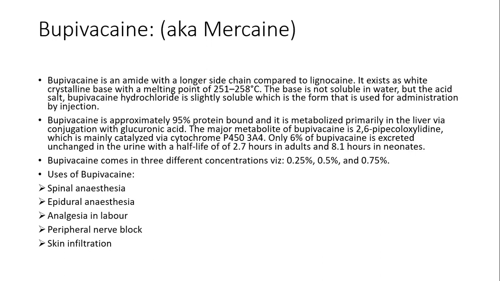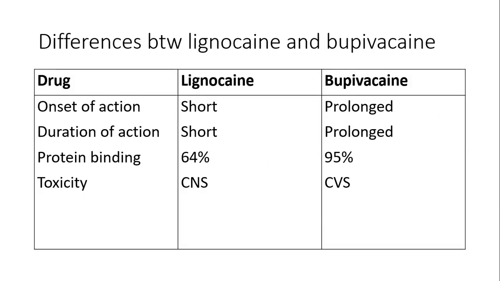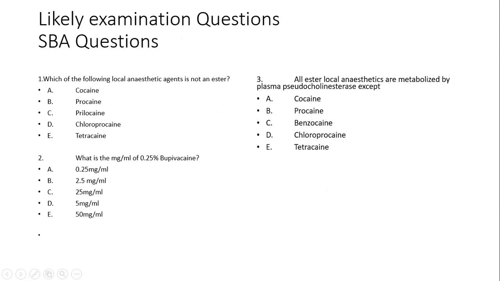Uses include the ones I put there. So the two common agents we have, I can ask you to compare lidocaine and bupivacaine. For lidocaine, the onset of action is short as compared to bupivacaine with a longer onset of action. Duration of action is also short compared to the prolonged duration of action of bupivacaine. Bupivacaine is more protein bound compared to lidocaine. And for toxicity, lidocaine causes more CNS toxicity, while bupivacaine causes more cardiovascular toxicity.